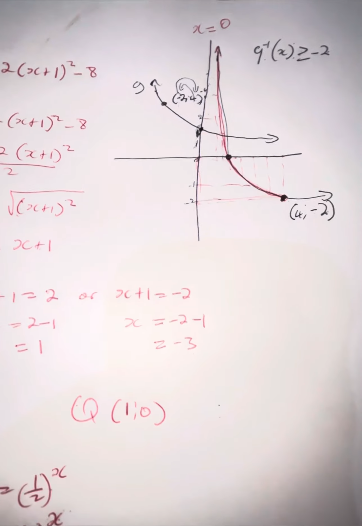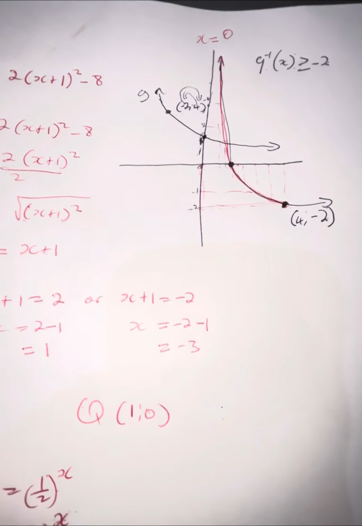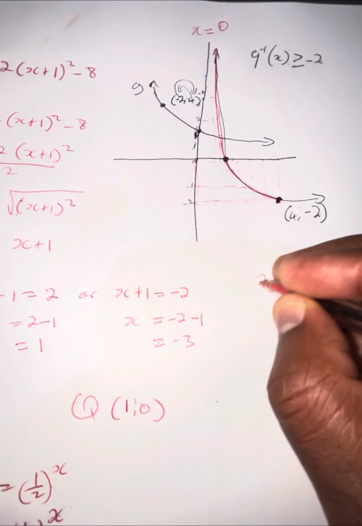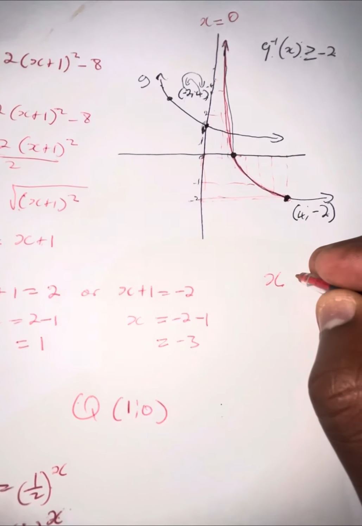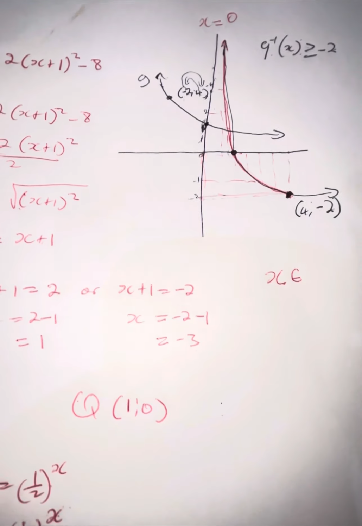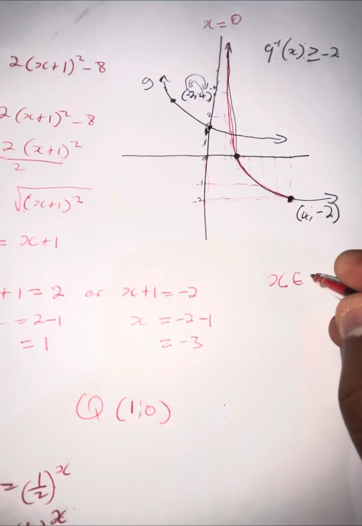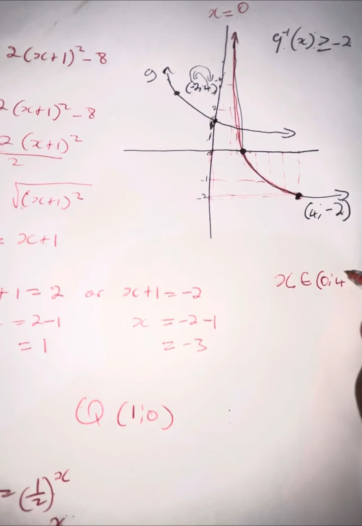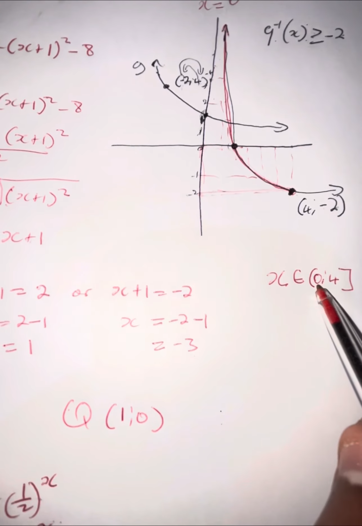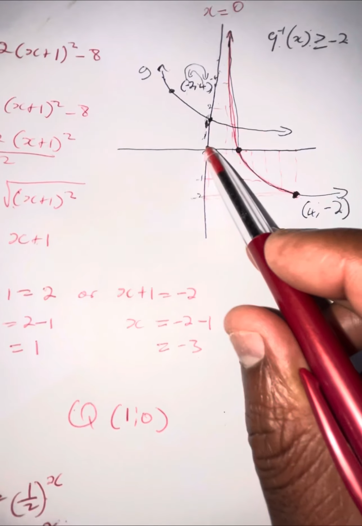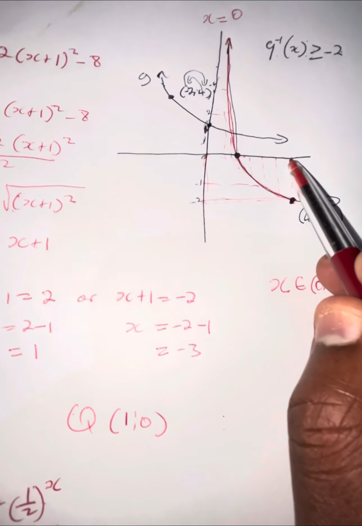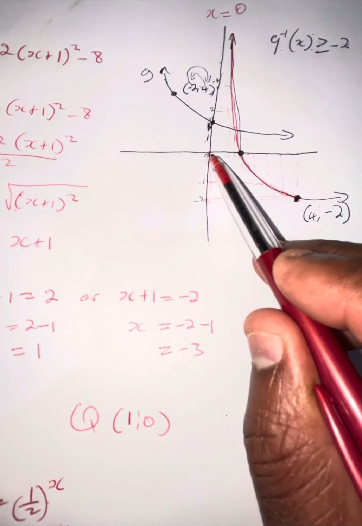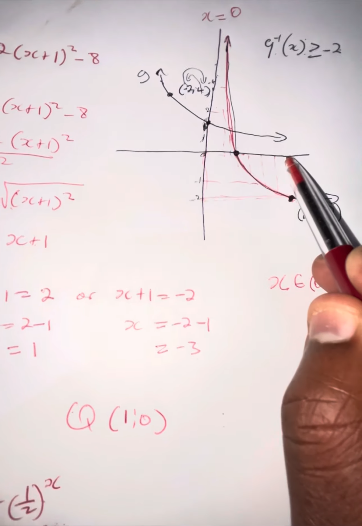So it means our solution in this case, it will be in this form. It will be x, it's an element of 0 to 4. We always start from the left to right. From the left to right. Do you understand this? From left to right, or you can say from the small value to the bigger value.